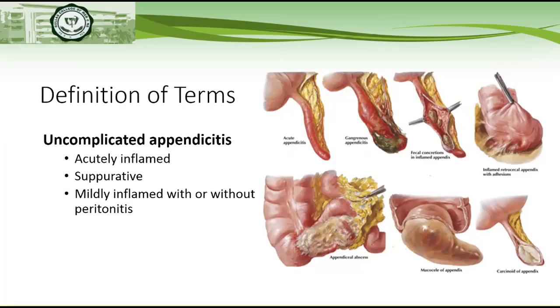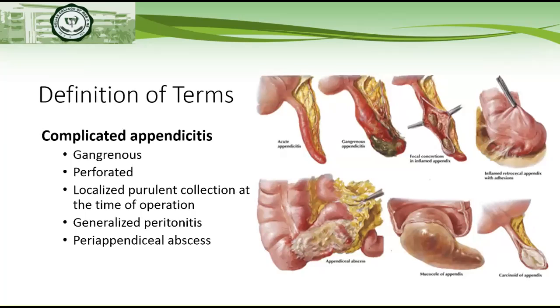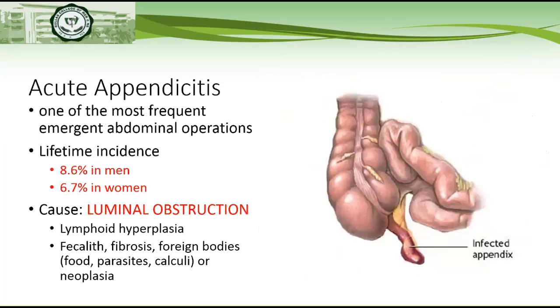Uncomplicated appendicitis is when you have acutely inflamed or suppurative or mildly inflamed with or without peritonitis. You have complicated appendicitis if it's gangrenous, perforated, if you have a localized purulent collection at the time of operation, if patients present with generalized peritonitis, or they have a periappendiceal abscess. Acute appendicitis is one of the most frequent emergent abdominal operations with a lifetime incidence of 8.6% in men and 6.7% in women. The most common cause is luminal obstruction.